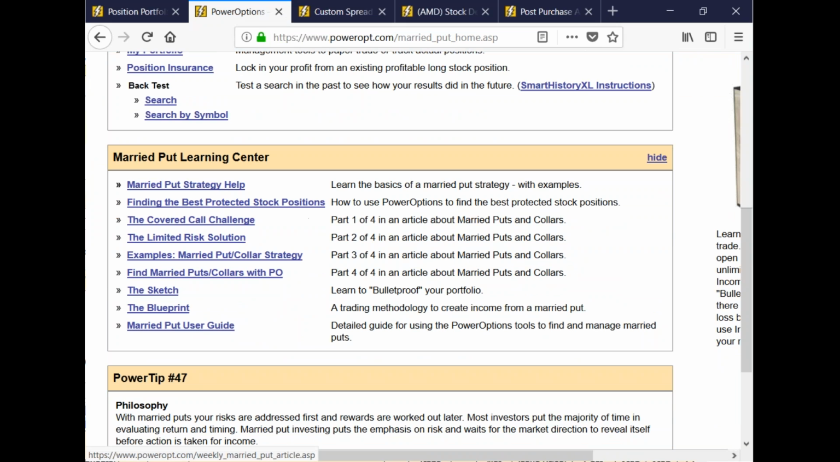Talking about converting stocks to married puts. The problems with just selling calls and a covered call strategy long term.